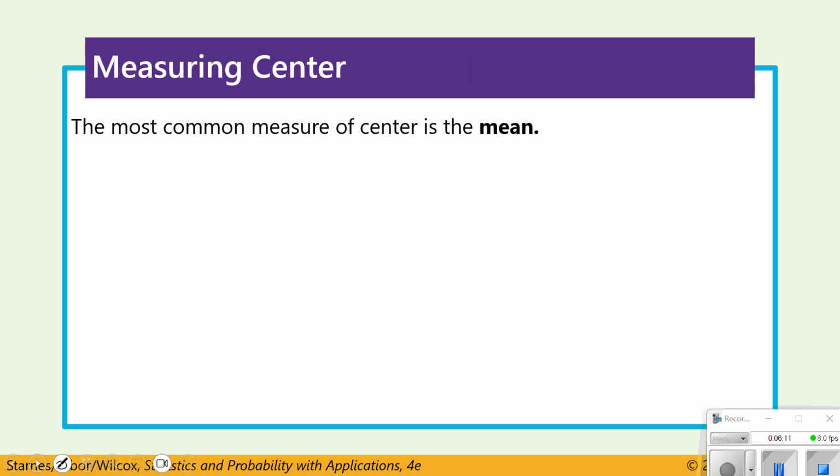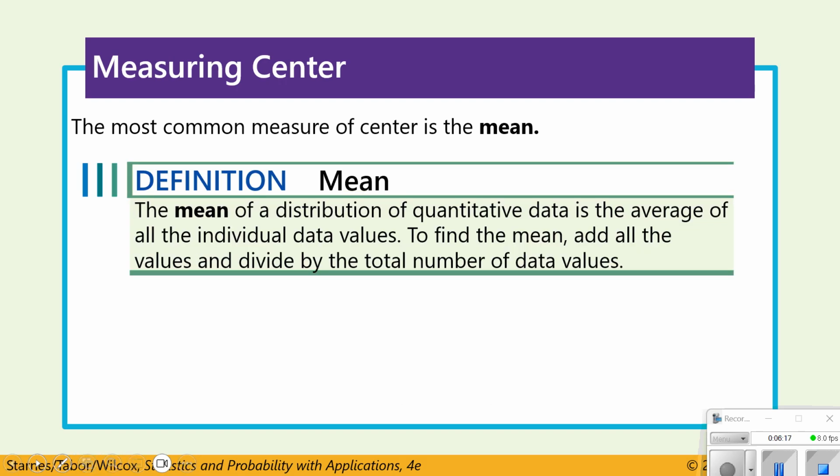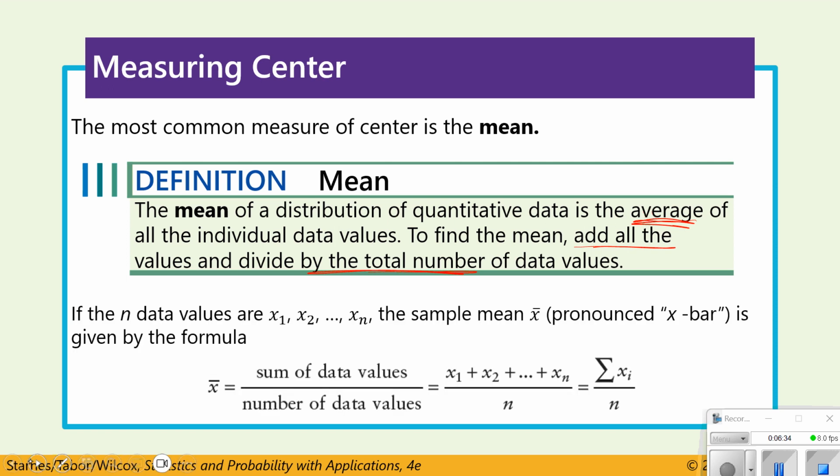All right, now the next one is the mean, and I'm sure you guys have heard of this before. The mean of a distribution of quantitative data is the average of all the individual data values. So what that means is we're going to add up all the values and then divide by the total number. So I think you guys have done this previously. So if we have n data values, we're going to add them all up.